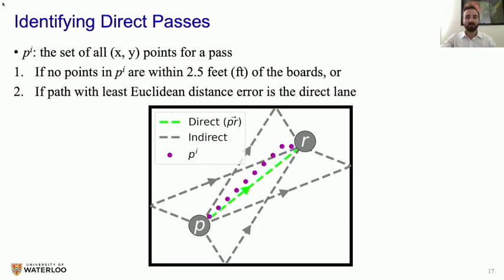First, we identify direct passes as those which do not have any points within 2.5 feet of the boards. We chose 2.5 feet through observations, although we'd like to learn an acceptable threshold directly from data in future work. Since direct passes can also happen close to the boards, we also project the 5 possible ways for P to pass the puck to R, omitting corners and lanes through nets. If the pass with the least point-wise Euclidean distance error is the direct lane, the pass is also classified to be direct.